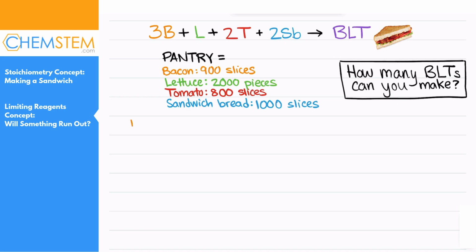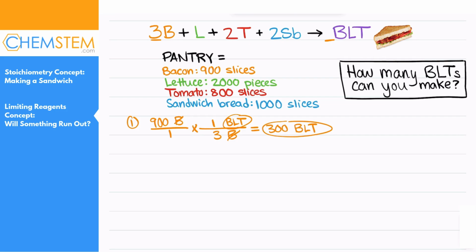So let's first deal with the bacon. I have 900 slices of bacon available, but I know that according to the equation, to make a complete BLT, to go from bacon to BLT, I've got to use my ratio. There's a 3 and a 1, so I'm going to put 1 over 3. B is going to cancel out, BLT will not. 900 divided by 3 is 300 BLTs. So ignoring everything else, I can make 300 BLTs based on the amount of bacon that I have available.